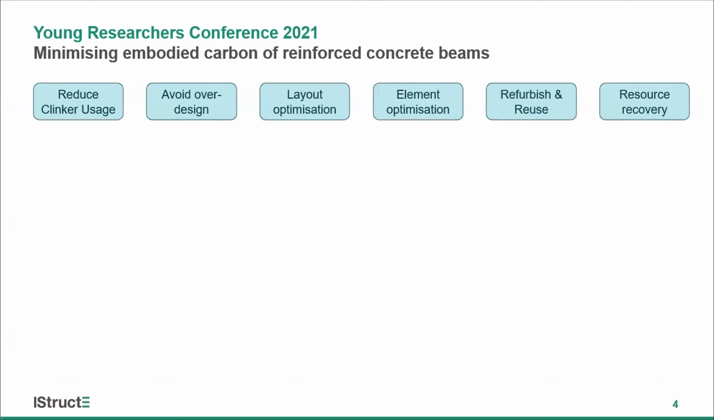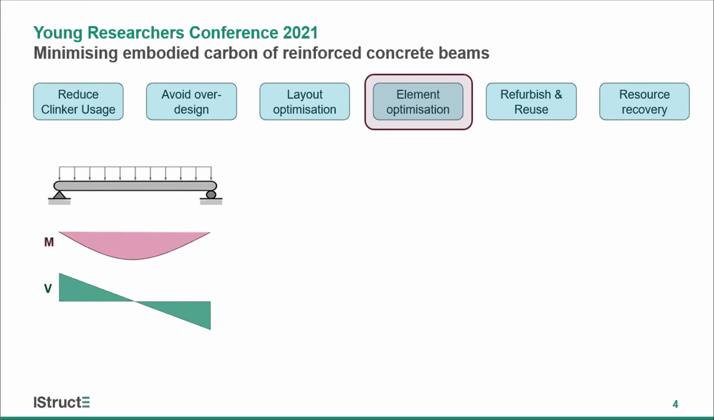There are several things we can do about it. We should think of ways to reduce the carbon intensity of concrete as a building material, and then we should think of ways to reduce the amount of concrete we are using in building construction, and also we should think of ways to reduce the amount of construction activities we need. My PhD focused on element optimization, and in today's presentation I will talk about beams.